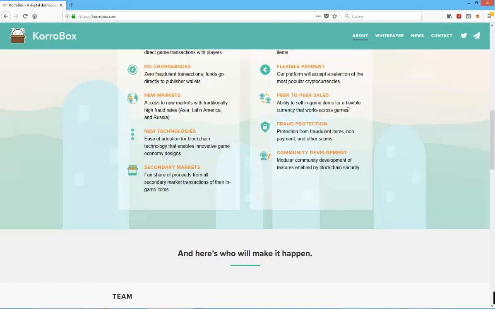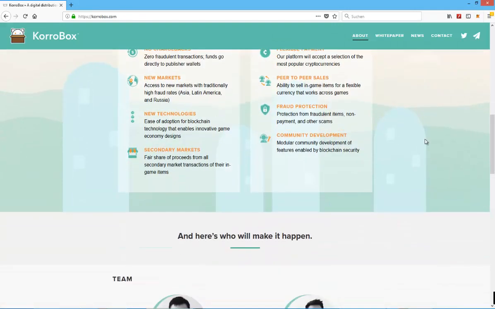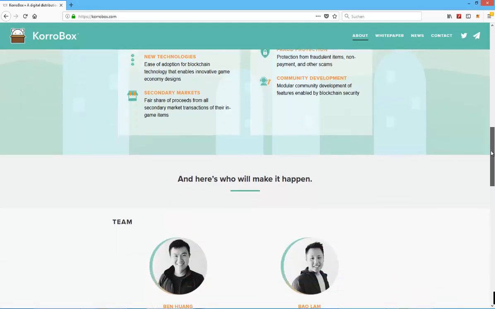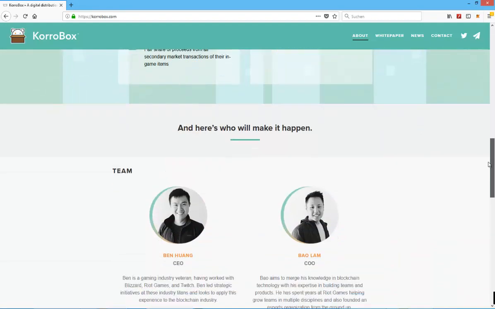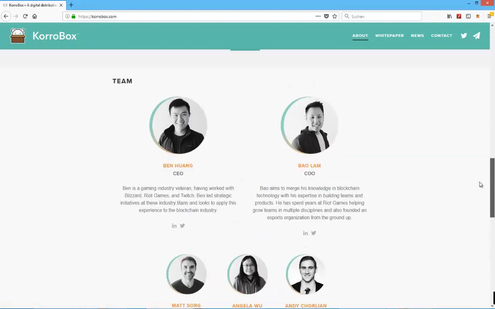Fraud protection from fraudulent items, non-payment, and other scams. Community development, obviously a really important point. If they have some kind of mod support in most of the games, and community development of features enabled by blockchain security, you have this kind of thriving environment where more and more mods are added to games, and more games are generally added because publishers and developers are incentivized to use KorroBox and to make it more popular ultimately. So yeah.